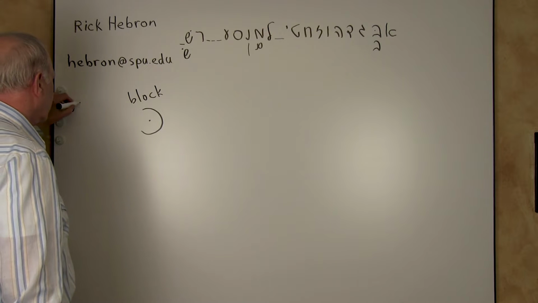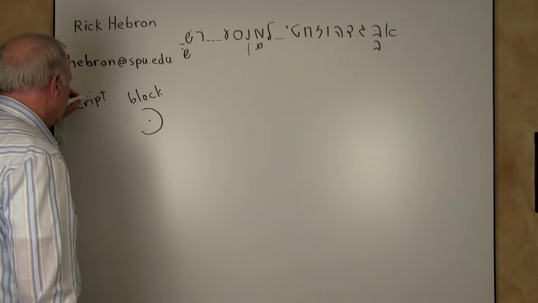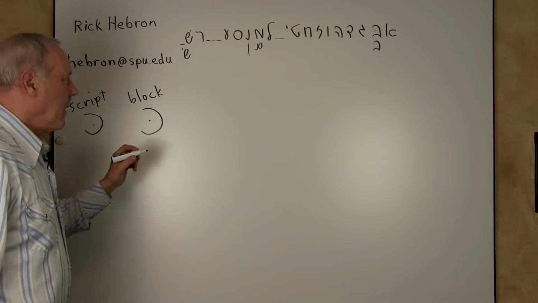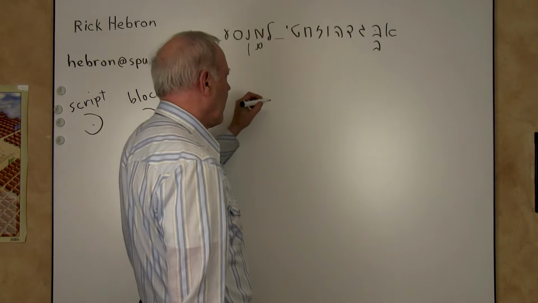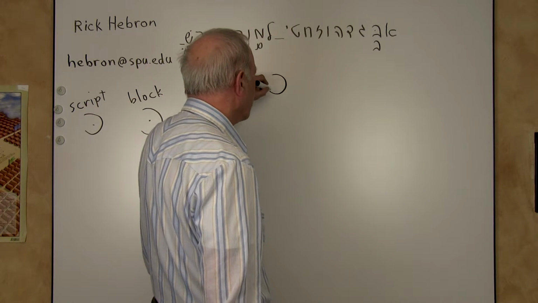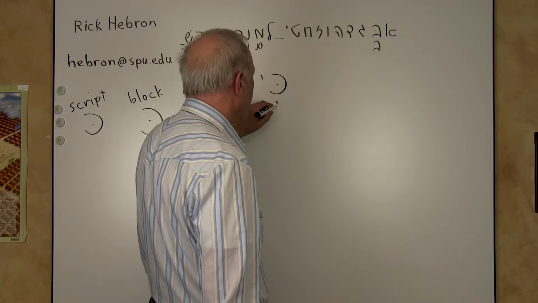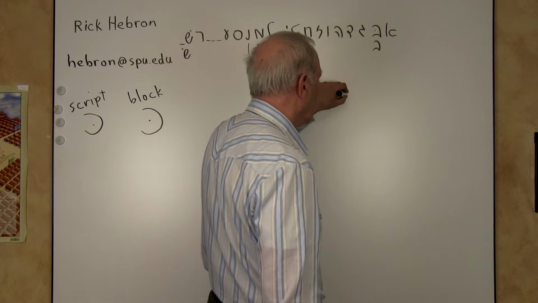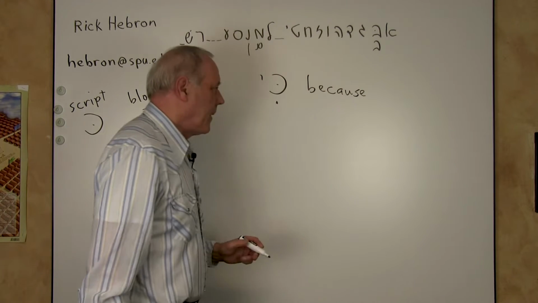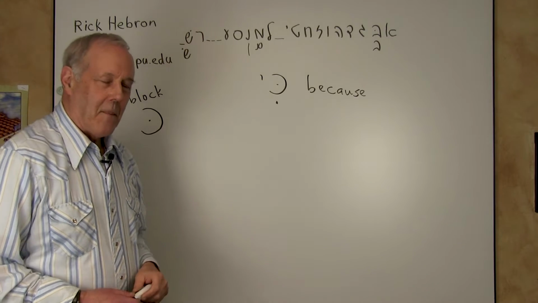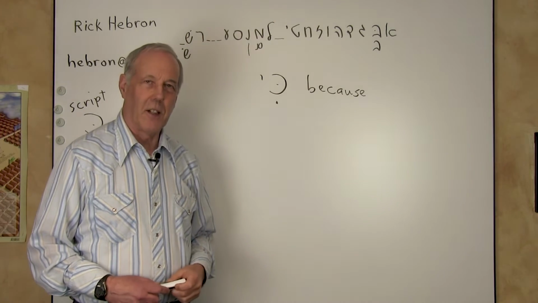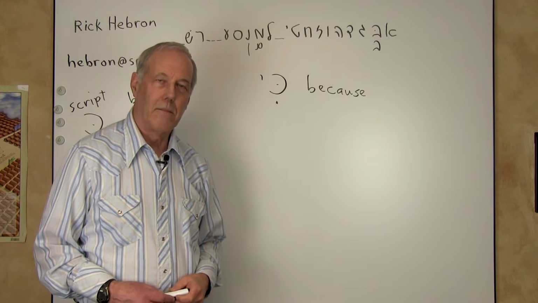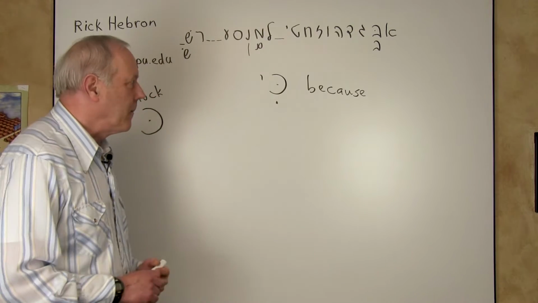In the script, it's a backwards C with a dot in it. We have one word that we're going to look at with the kaf in it. Ki. It means because. A mom can use this as an answer for a child. A child says, why can't I go out and play? Because. Ki. Write it.